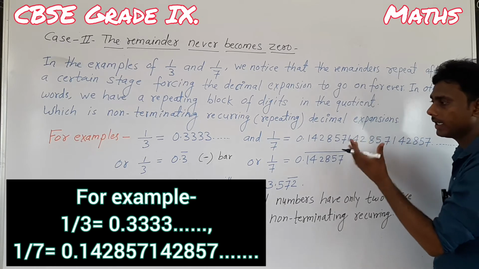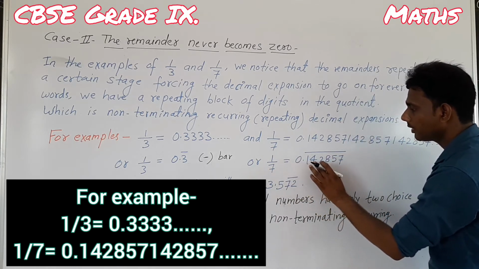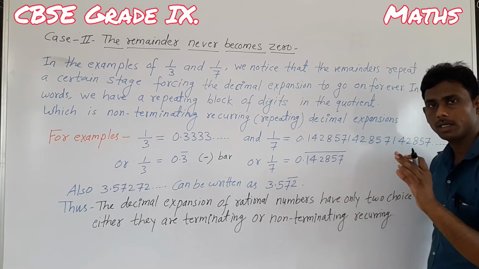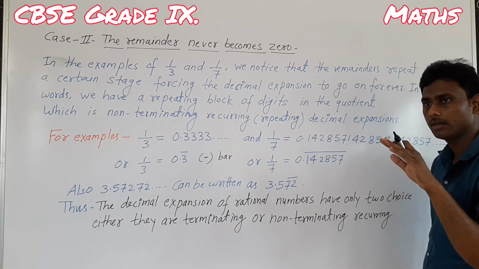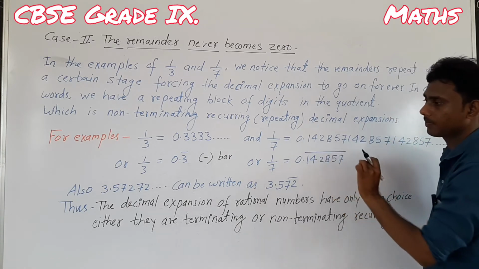Then we can write in short 1 upon 7 equal to 0.142857 bar. Whichever digits are repeating, you have to put a bar over that block of digits.